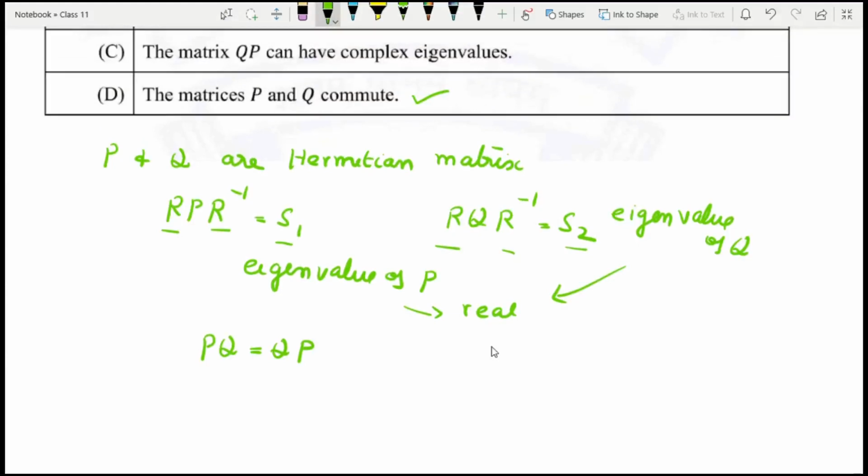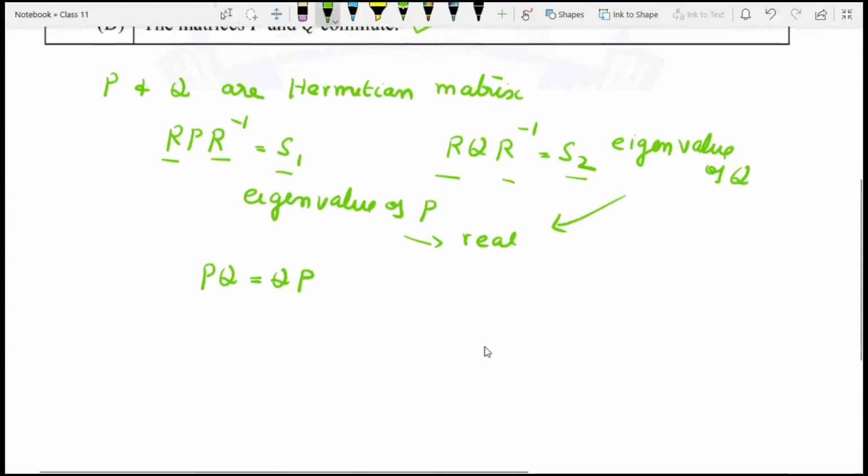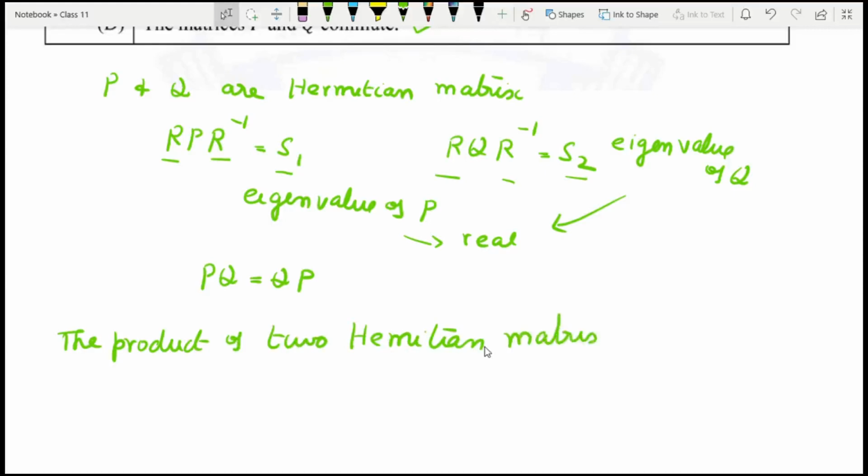We know one more property of Hermitian matrices. The product of two Hermitian matrices, let them be A and B, is Hermitian if and only if they commute.